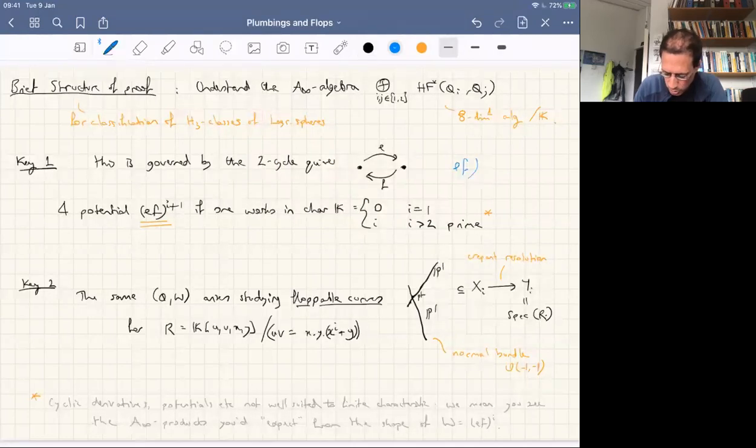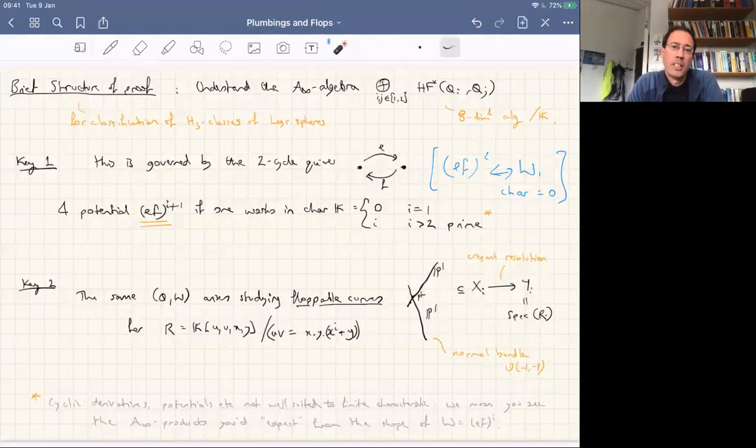EF squared corresponds to the space that I was calling W1, and here you should work in characteristic 0. Whereas EF cubed would correspond to the space I call W2, and EF to the 4 corresponds to the space that I call W3, and we get these equivalences only in a characteristic that depends on the geometry.